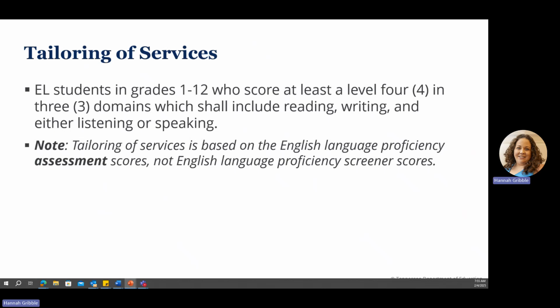EL students in grades 1 through 12 who score at least a level 4 in 3 domains, which shall include reading, writing, and either listening or speaking, may have tailored services. Please note that tailoring of services is based on the English language proficiency assessment scores, not the English language proficiency screener scores.